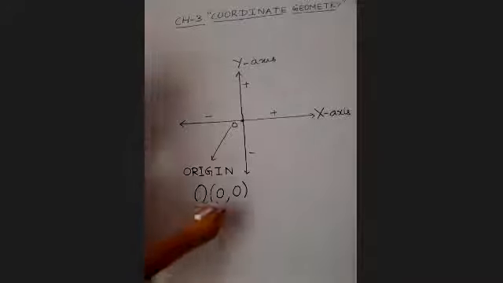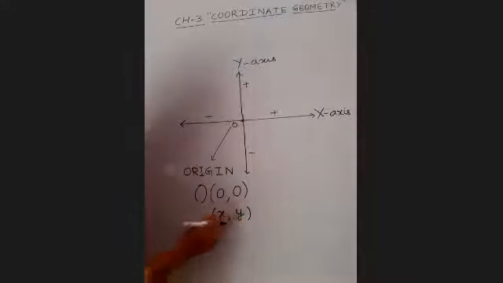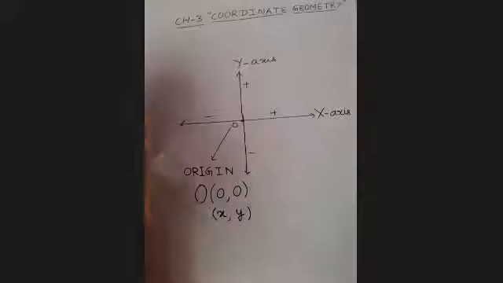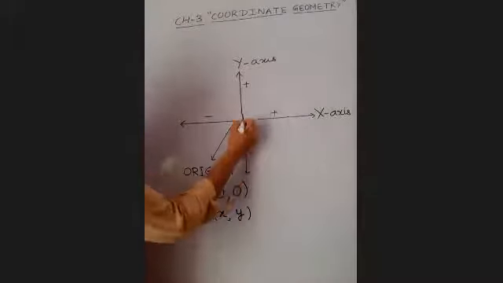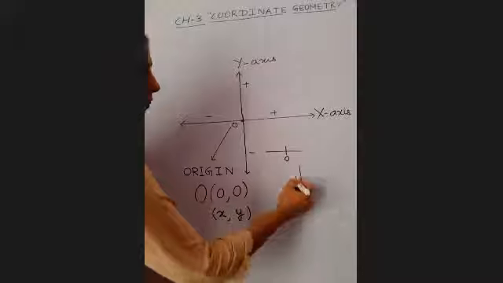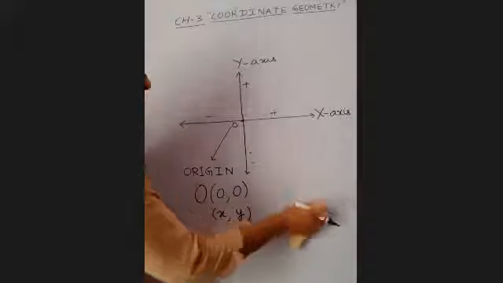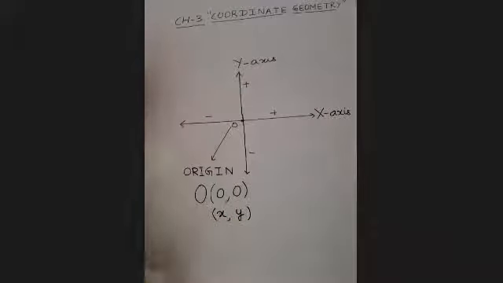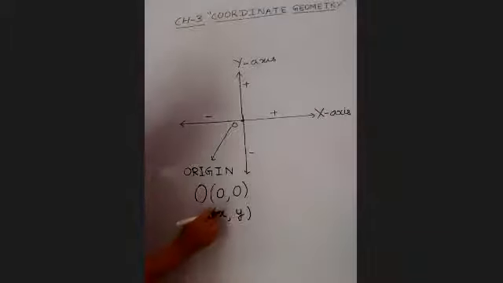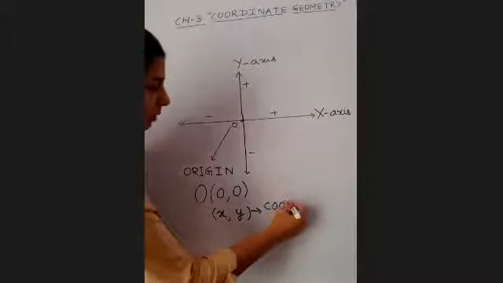That means the value of small x and the value of small y, each is equal to 0. Because on the x-axis number line, the middle point was 0, and on the vertical number line also, this was 0. So x is 0, y is 0. They both meet at a point called origin. All right, children. Then we discussed that x comma y together is called the coordinate of a point.